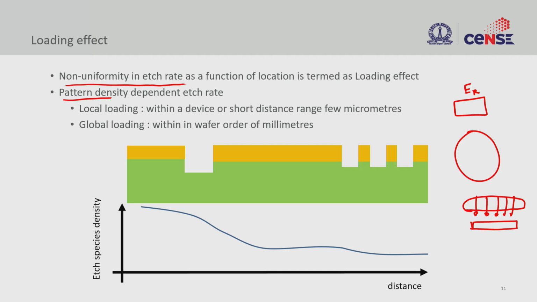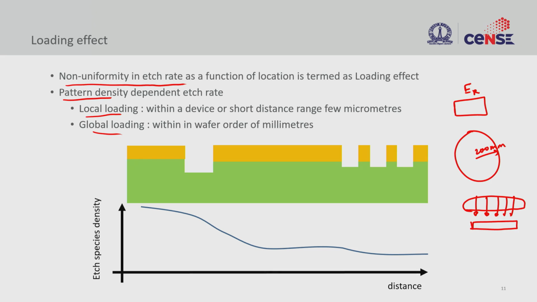The other reason is pattern dependent. This is coming from the wafer itself. So you can have local loading or global loading. Global loading is happening throughout the wafer, right? So if you have a 200 millimeter wafer, the variation across this is called global loading. Local loading is within the device or a few tens of micrometers distance. If the etch rates are changing, then we call it local loading.